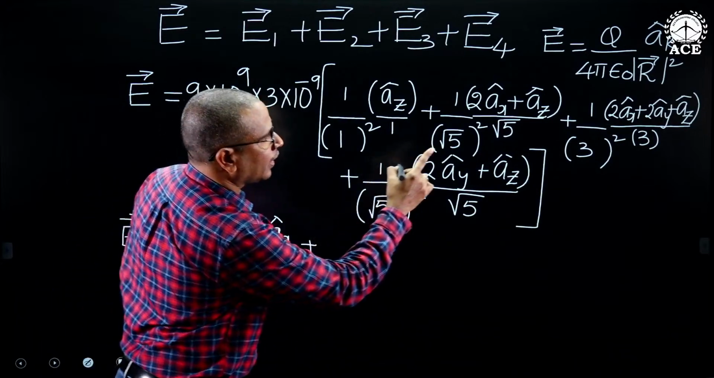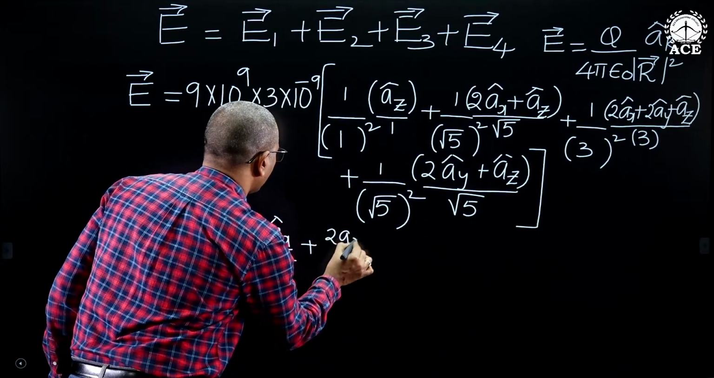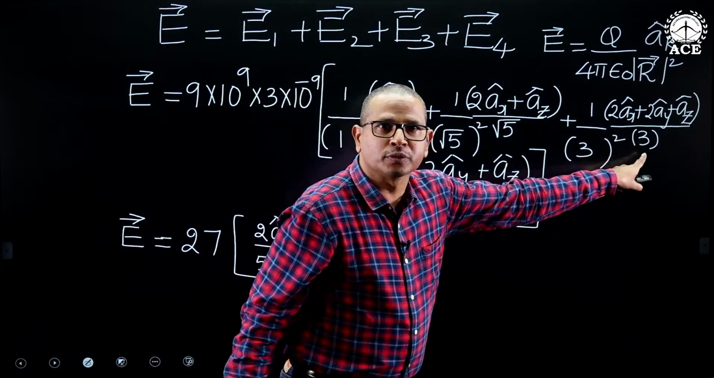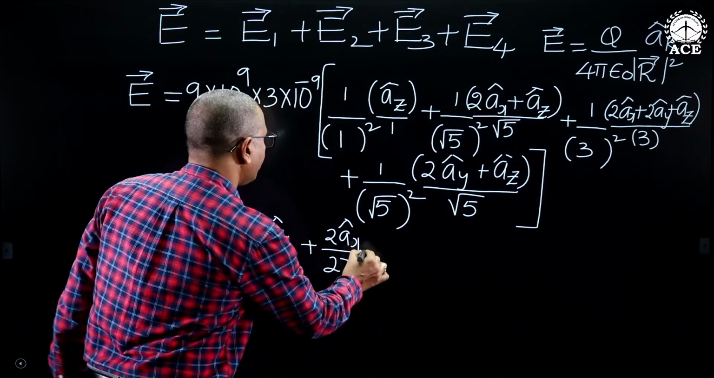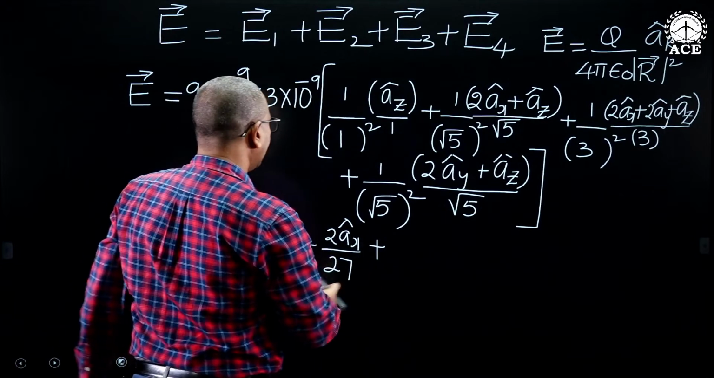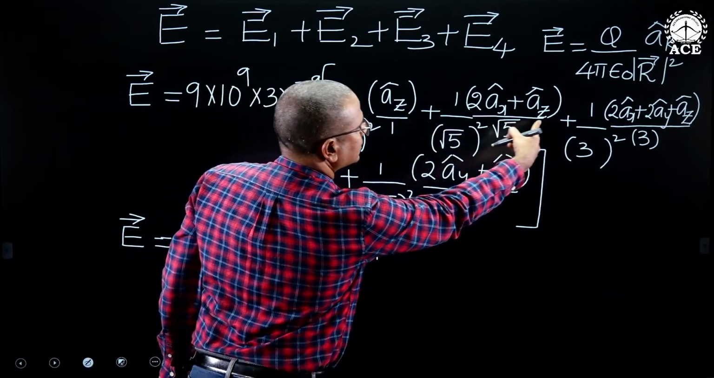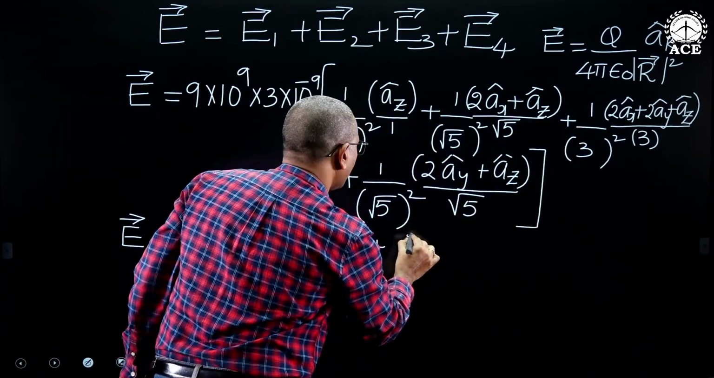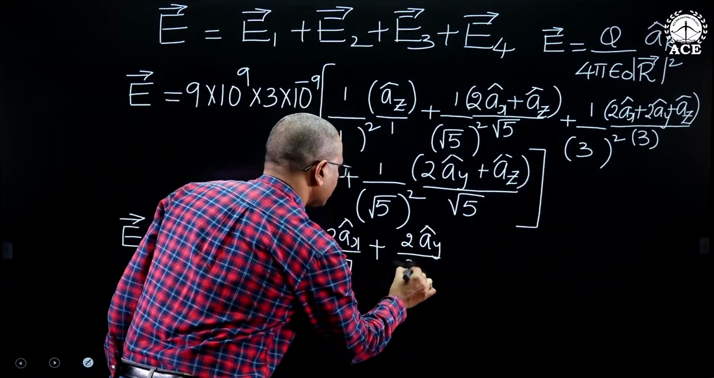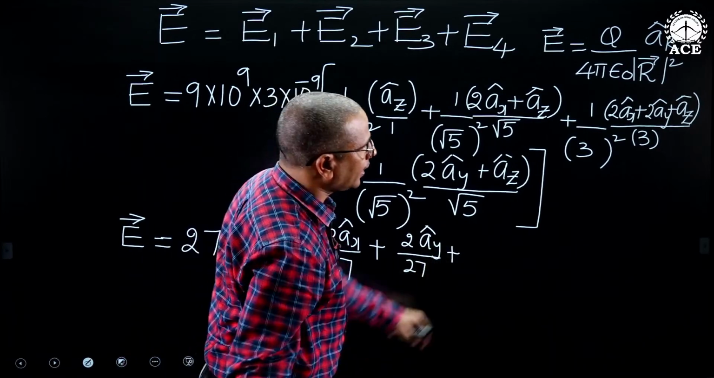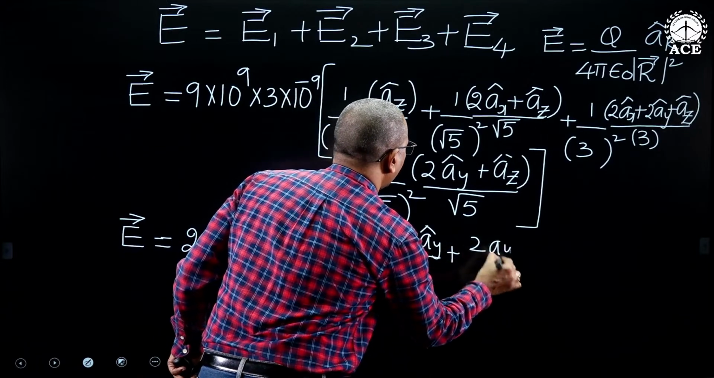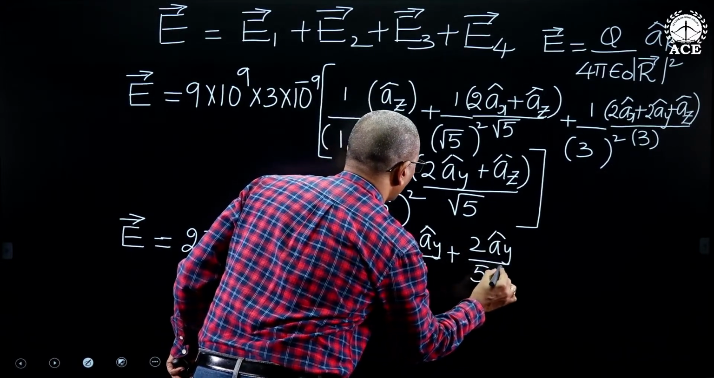And another one is we have 2ax cap divided by 27, dear students. Look at this, 3 square into 3, 9 into 3 it is 27, plus any other x components, nothing. Now we can write the y components, yes, 2 ay cap divided by 27 again, plus any other y component. Yes, here we have 2 ay cap divided by 5 root 5.